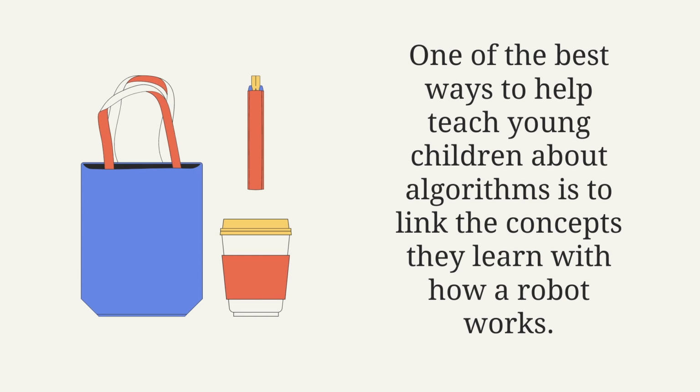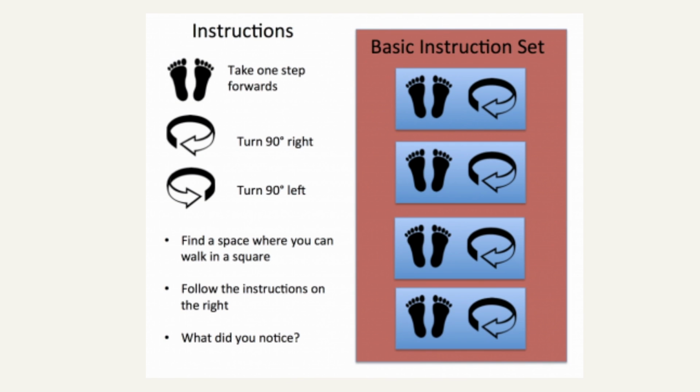One of the best ways to help teach young children about algorithms is to link the concept they learn with how a robot works. For example, here you can see instructions that we give robots. We want the robot to take one step forward, for it to turn right, to turn left, to find a space where they can walk in a square, to follow the instructions on the right, and so on. So if you notice, if this robot will do the basic instruction set shown here, the robot will be walking in circles.